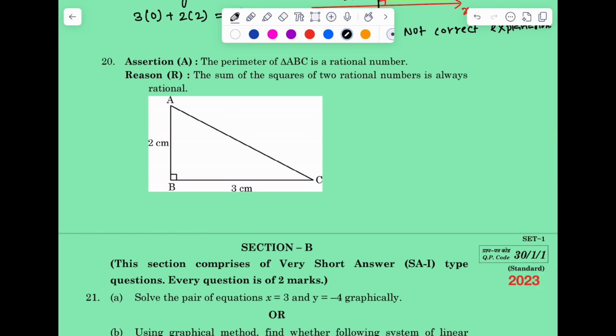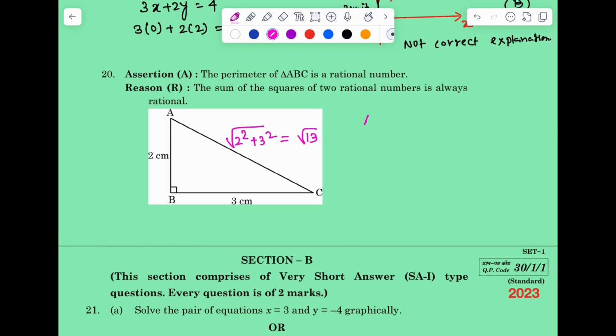Next one: the perimeter of triangle ABC is a rational number. If you see here, the length of AC will be equal to the square root of 2 square plus 3 square, which is equal to root over 13. Root 13 is an irrational number. The assertion says the perimeter is a rational number. It is incorrect, because the perimeter is equal to AB plus BC plus CA, that is 2 plus 3 plus square root of 13, which is equal to 5 plus root 13. It is an irrational number.